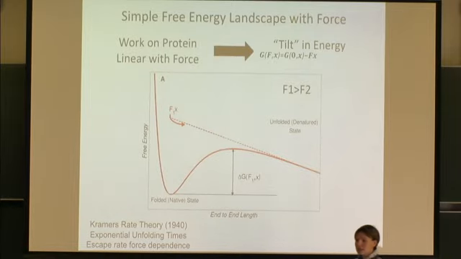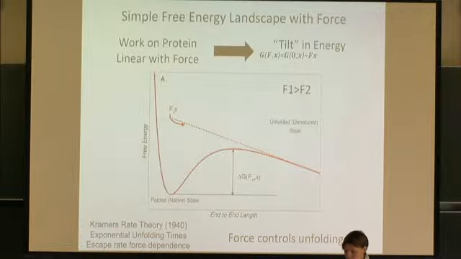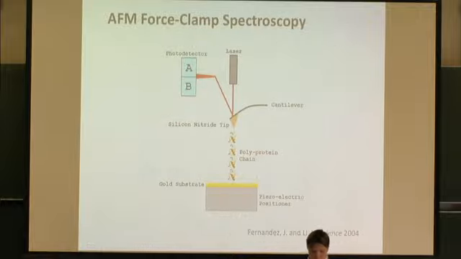So there are two very simple Kramers and Bell model predictions that tell you what you should expect in the experiment if you assume that something as simple as this is going on. And 95% of all data in all of protein folding is analyzed using the Bell model and Kramers for the analysis.